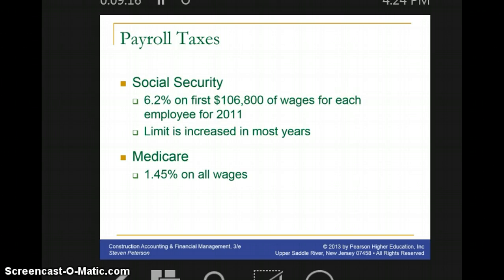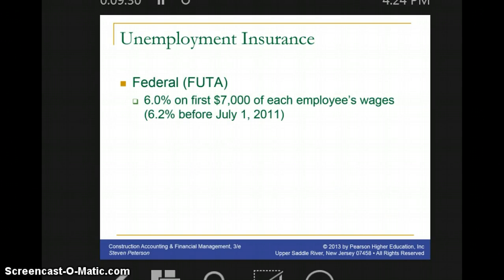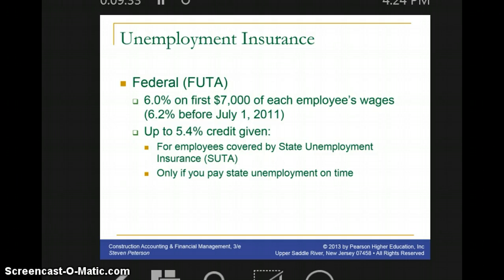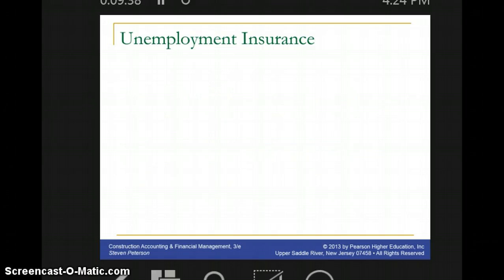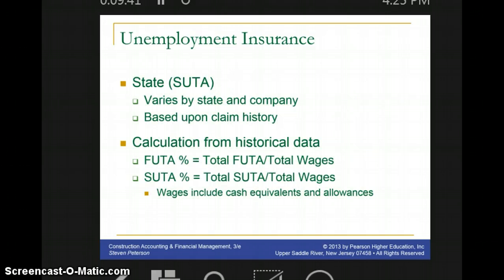Under payroll taxes, we have Social Security and Medicare. Okay, the Social Security and Medicare, they both fall under the federal mandate. Also, under federal and state law, we have unemployment insurance. These rates vary from state to state. You can refer to the examples in the chapter to see some of the rates applied in these examples.